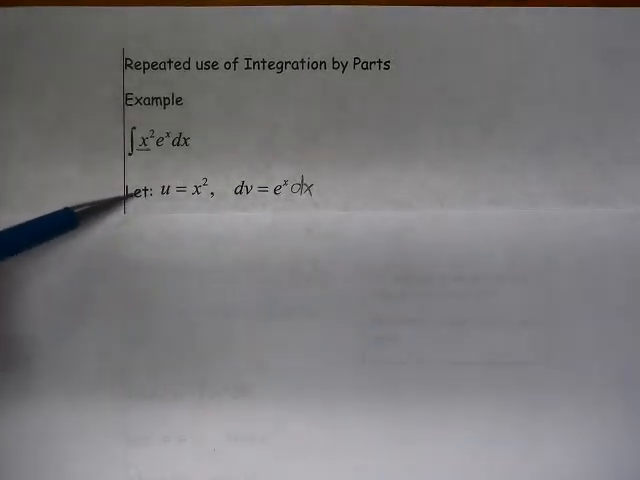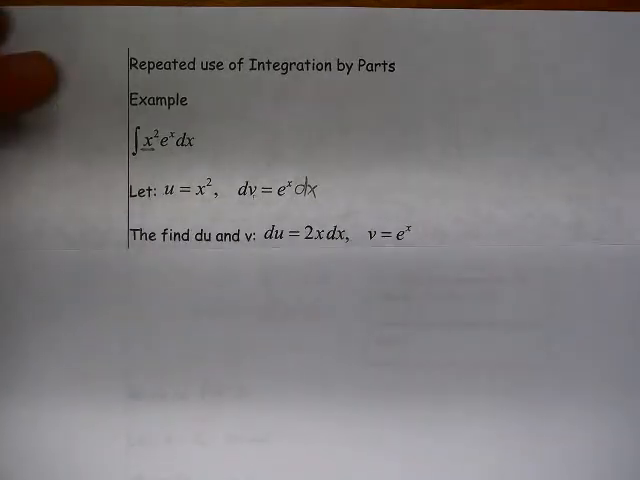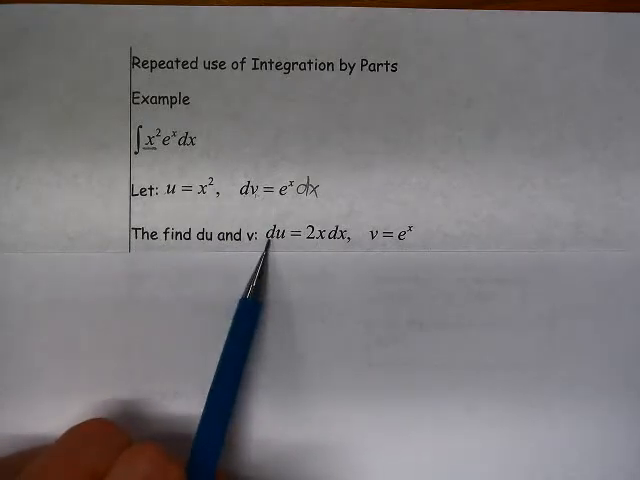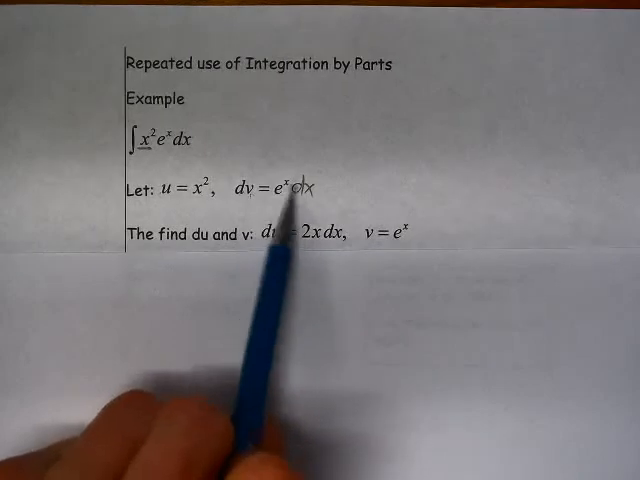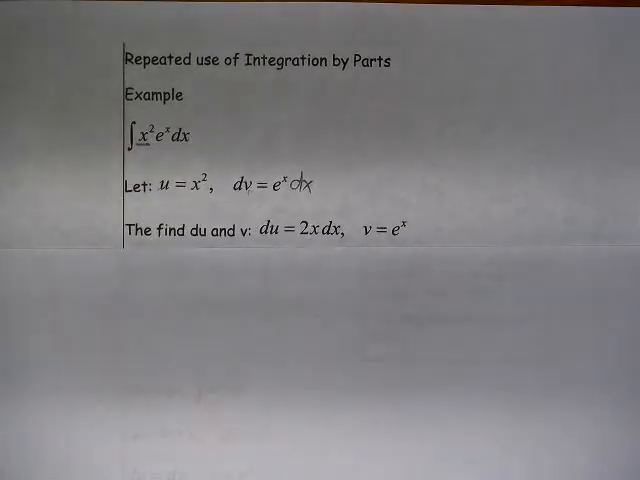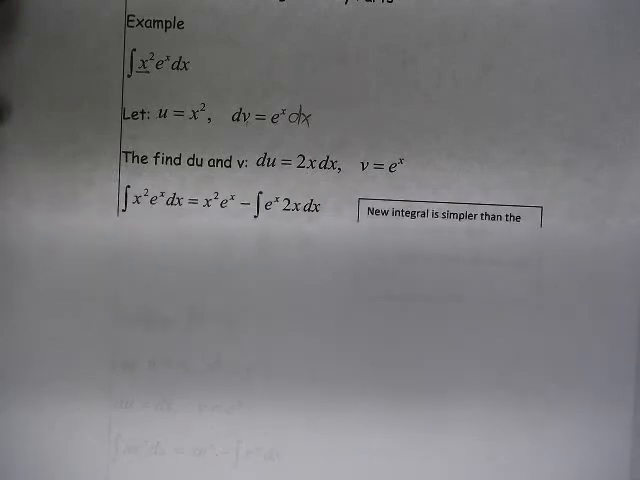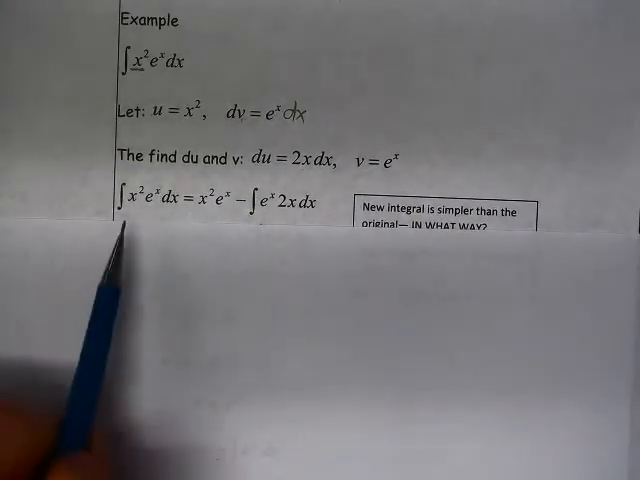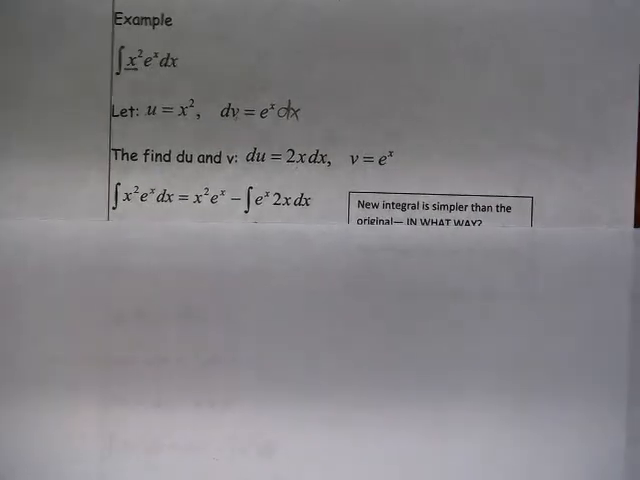So what's the next step here? Well, I have to find du and v. The derivative of x squared is 2x, so du is 2x dx. And for v, the antiderivative of e to the x is just e to the x. So I put those into the formula for integration by parts: the integral of u dv equals uv minus the integral of v du.